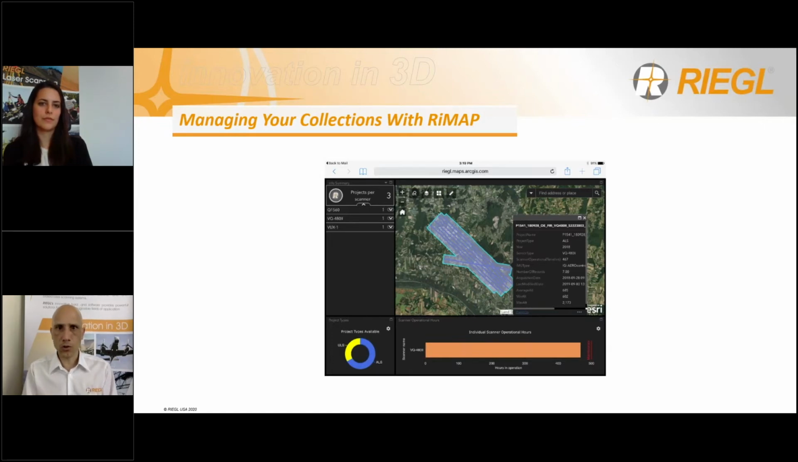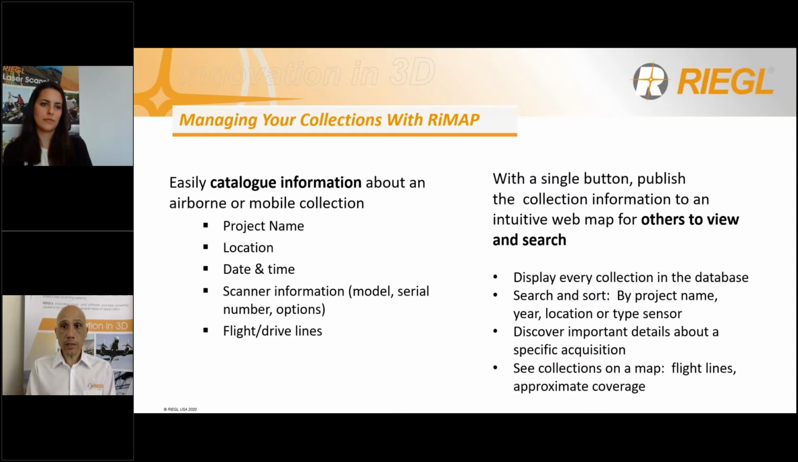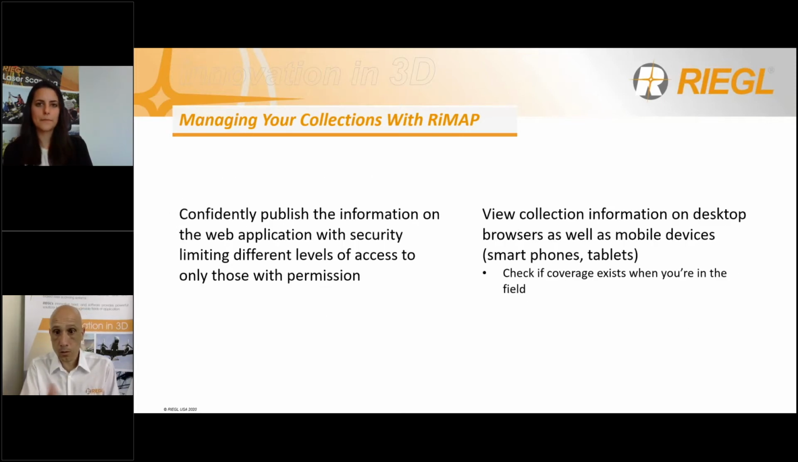So how do you manage your collections with RIEGL? Well, you can easily catalog information about any airborne or mobile collection, including all your key data. With a single press of a button, you can then publish it for others to view and search. But you can also add security, granting access to only a given number of people, someone in your organization, or your customers, etc. And you can show it in a variety of platforms, such as tablets, smartphones, and so on.